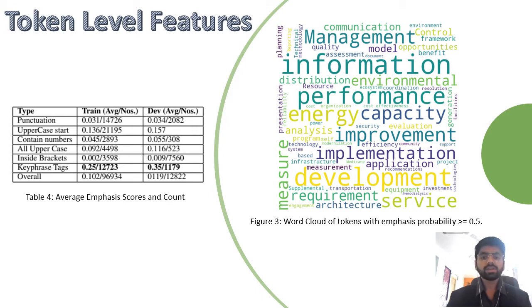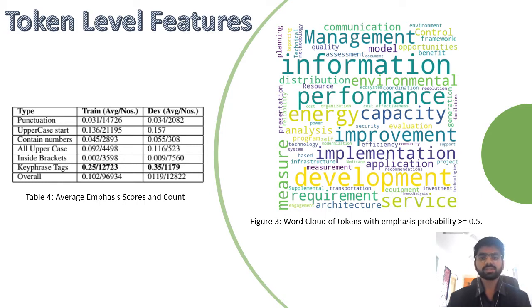Now trying to dig a bit deeper into the dataset to find token level features that could enhance the performance of our models. One very interesting observation we found is most of the words with an average emphasis score of more than or equal to 0.5 was very commonly classified as scientific key phrases in NLP research literature. This is very clearly evident from figure 3, which is a word cloud of all the tokens with an emphasis probability of more than or equal to 0.5.